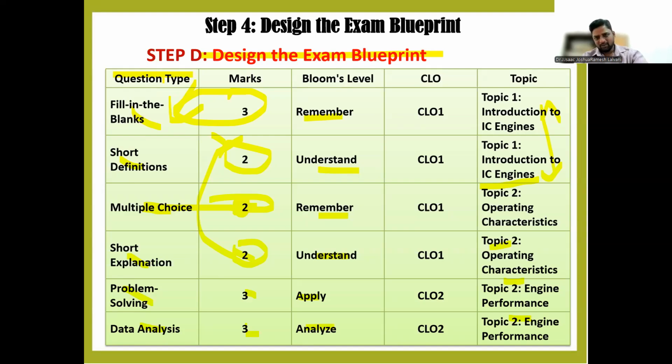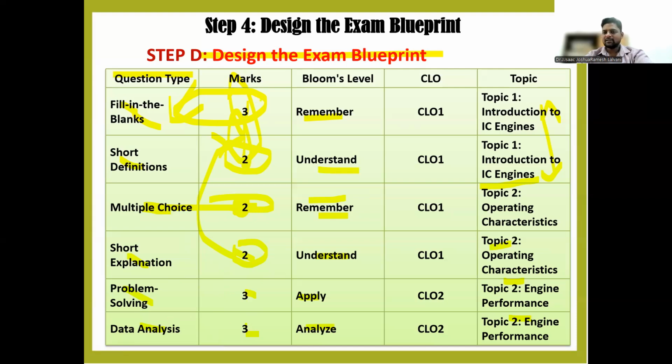Now, I will make a tabular column for topic 1. I am splitting it: fill in the blanks, I am asking for 3 points. Short definition, I am asking for 2 points in CLO1 in topic 1. So totally, I have 5 points, which covers your topic 1. And again, in topic 2, in the case of the remember category, I am making 2 multiple choice questions, and short explanation is 1, and again problem solving will be 3 marks, and data analysis will be 3 marks.